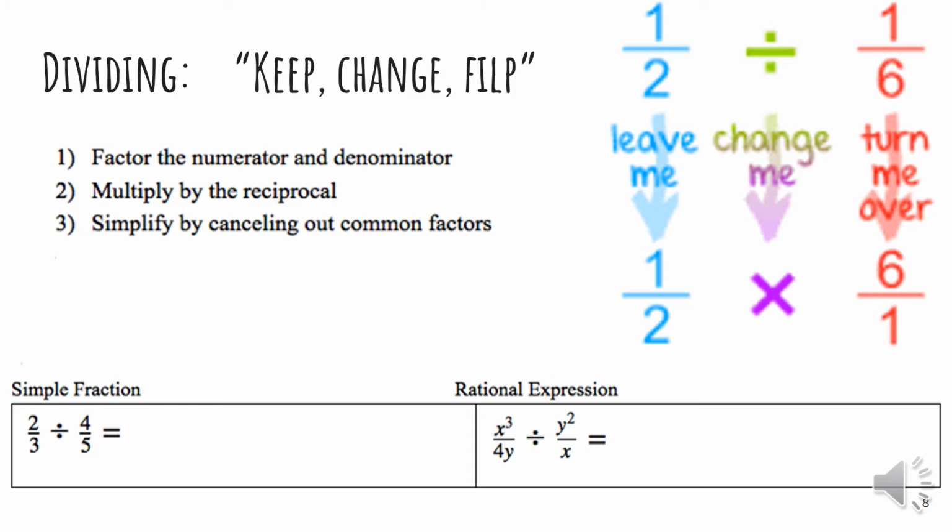2/3 divided by 4/5 is 2/3 times 5/4, which is the same thing as 10/12. That can be simplified to 5/6. X cubed over 4y divided by y squared over x becomes x cubed times x and 4y times y squared, leaving me with x cubed over 4y cubed.